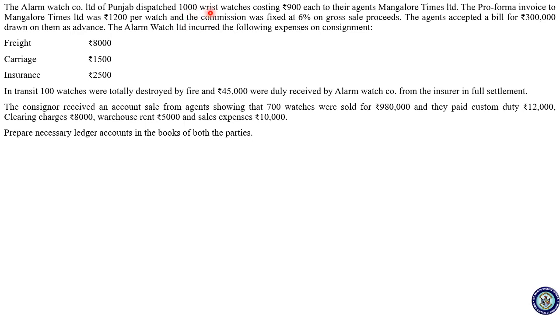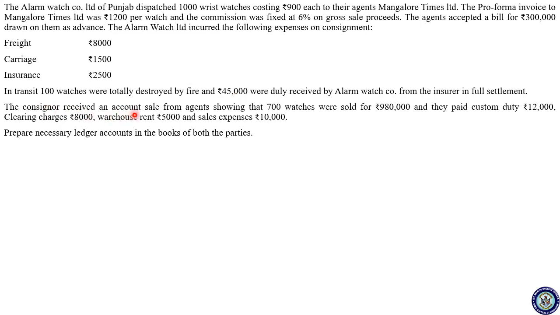Okay. So 1000 wristwatches were consigned. The agents accepted the bill. Bill means bills receivable, that is for 3 lakh. And Alarm Watch Company Limited incurred the following expenses, all non-recurring. In transit, 100 wristwatches were totally destroyed, that is abnormal loss. 45,000 was duly received by Alarm Watch Company from the insurer in full settlement. So this you have to take in the abnormal loss account, 45,000 on the credit side.